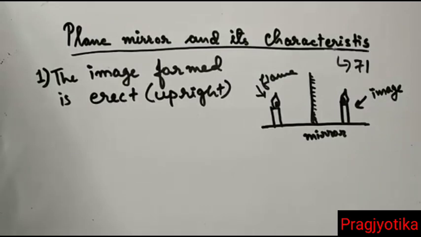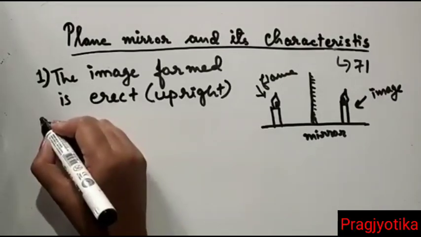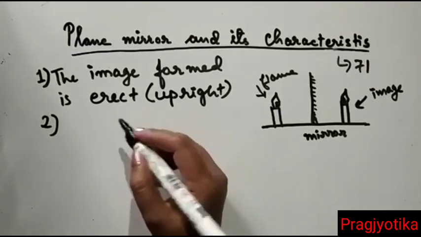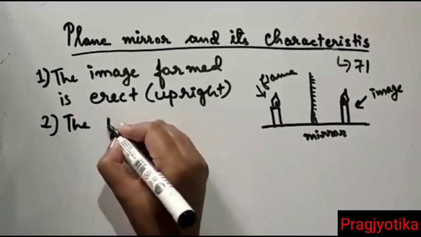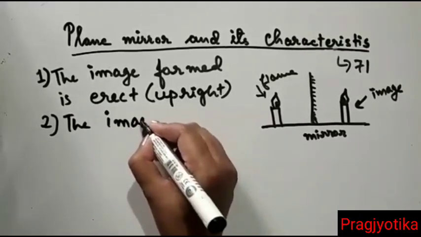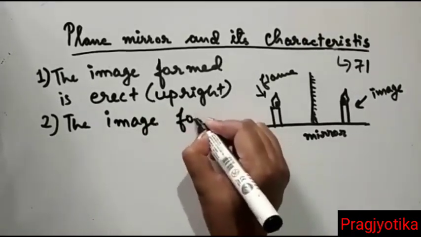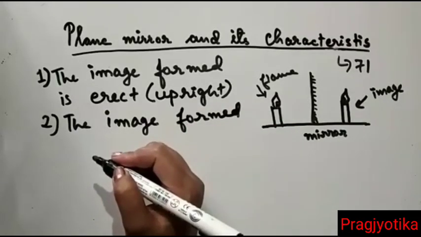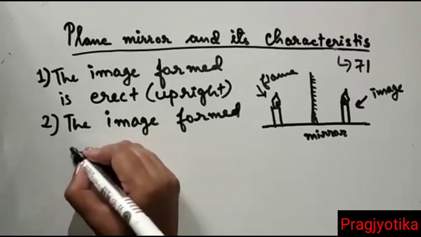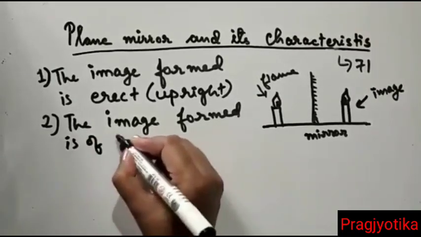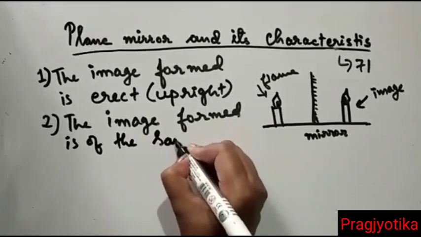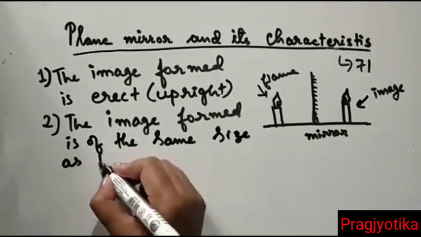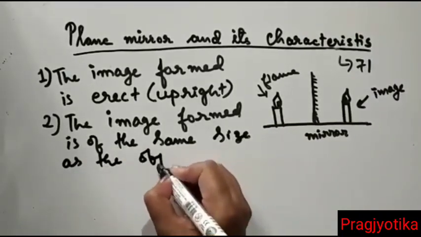Now come to the next characteristic, which is on your page number 71, last paragraph. The second characteristic is the image formed by a plane mirror is of the same size as the object. This is the second characteristic.